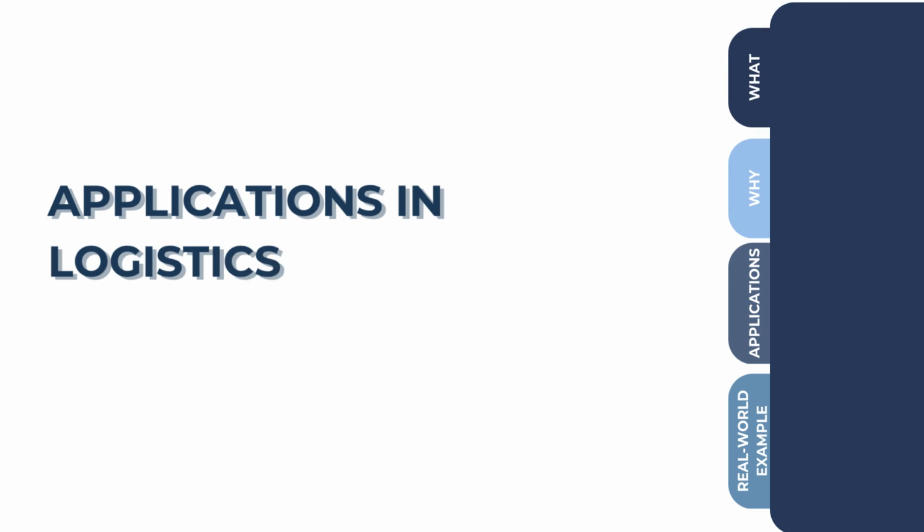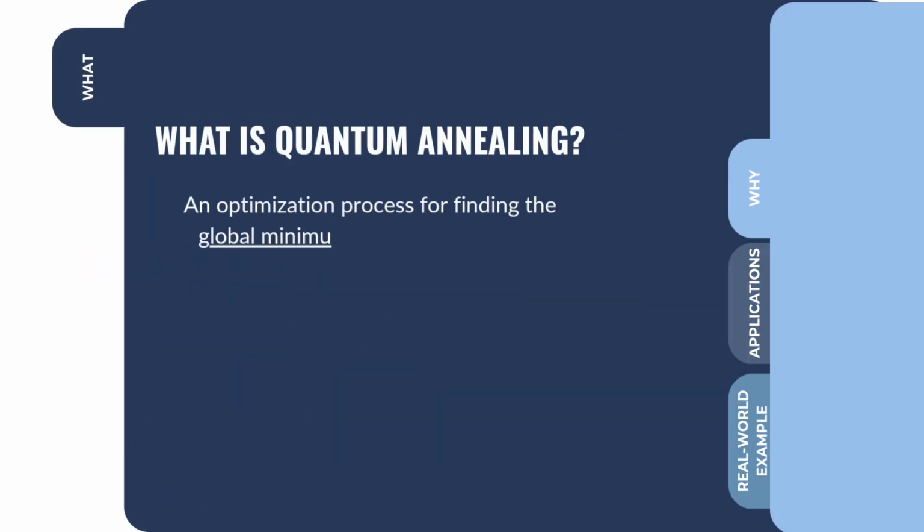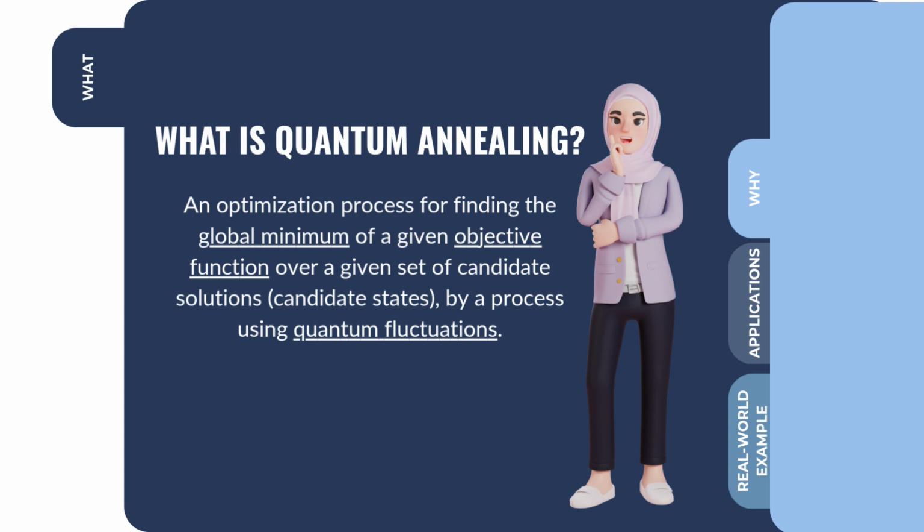Hello everyone, my name is Siti Naresha. I will be talking about the applications of quantum annealing in logistics. What is quantum annealing? Quantum annealing is an optimization process for finding the global minimum of a given objective function over a given set of candidate solutions by a process using quantum fluctuations.